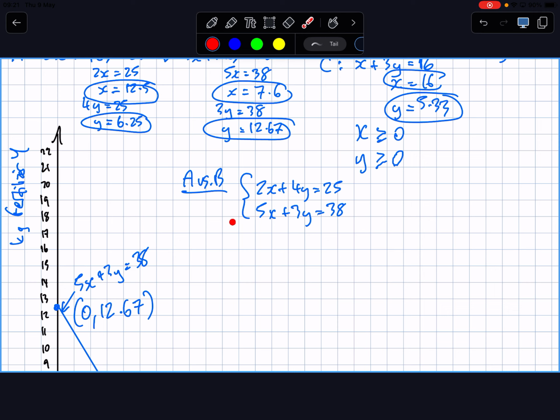What do I look at? Are any of the coefficients the same size and opposite sign? No? I could look at the x one. I want the coefficient of x to be the same size and opposite sign. What's the smallest number that 2 and 5 both go into? 10. So what could I times the top line by? So let's times the top by 5. What would I times the bottom by to get it 10 but negative? Times by negative 2.